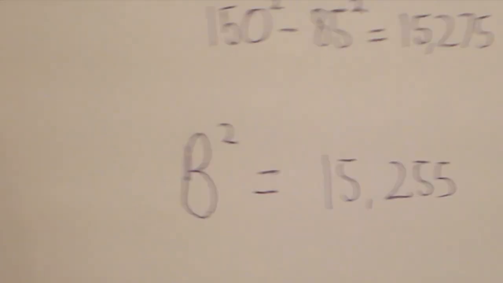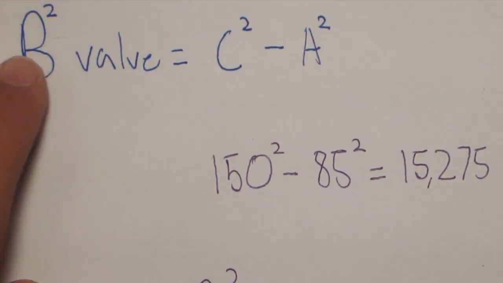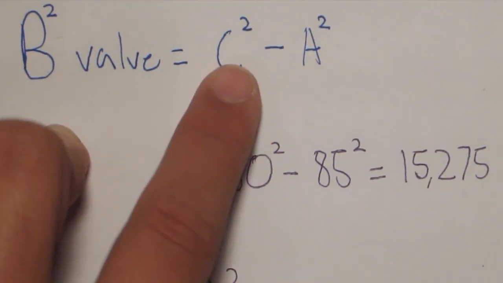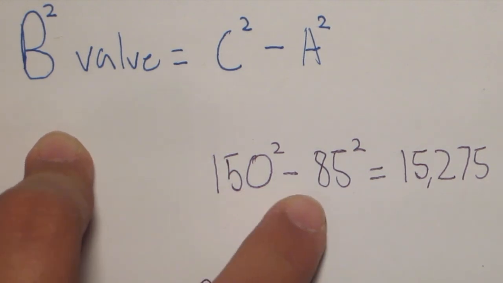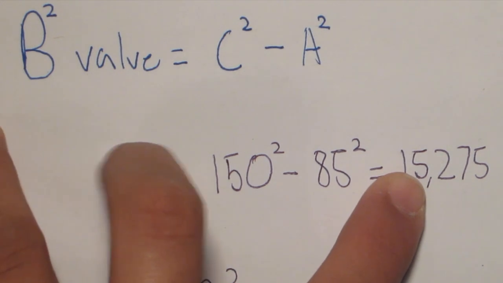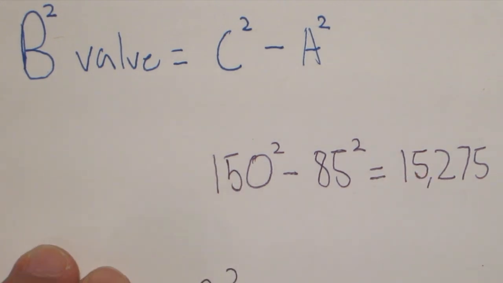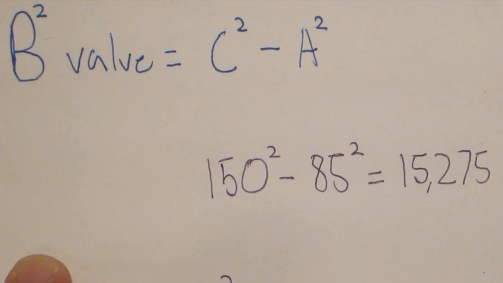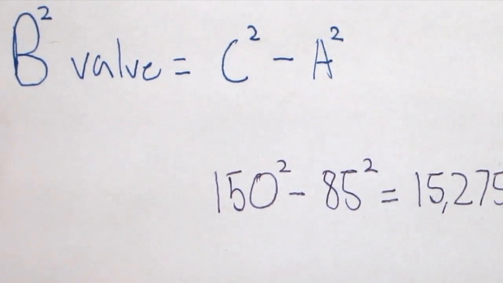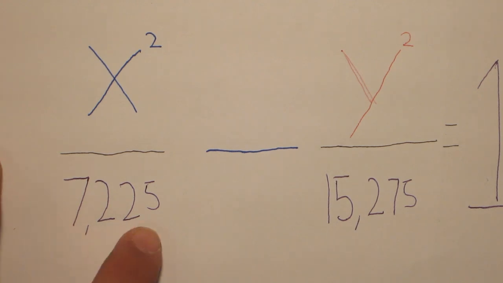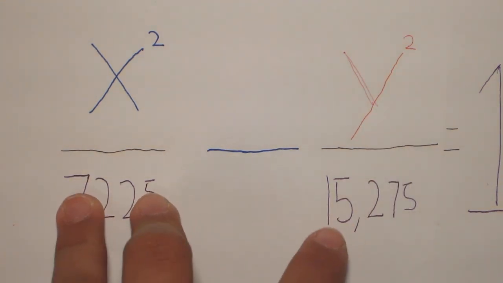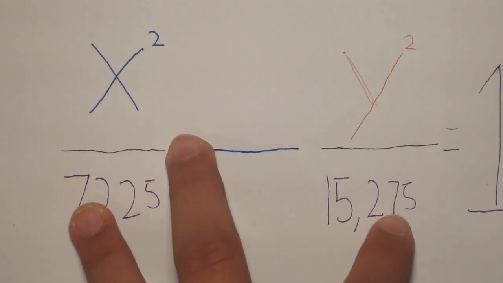We also need the b value of the equation. The b squared value equals c squared minus a squared. So we plug in our values from before: 150 squared minus 85 squared equals 15,275. So b squared equals 15,275. We don't need to take the root because we just plug b squared into our equation. So our equation becomes x squared over 7,225 minus y squared over 15,275 equals 1.